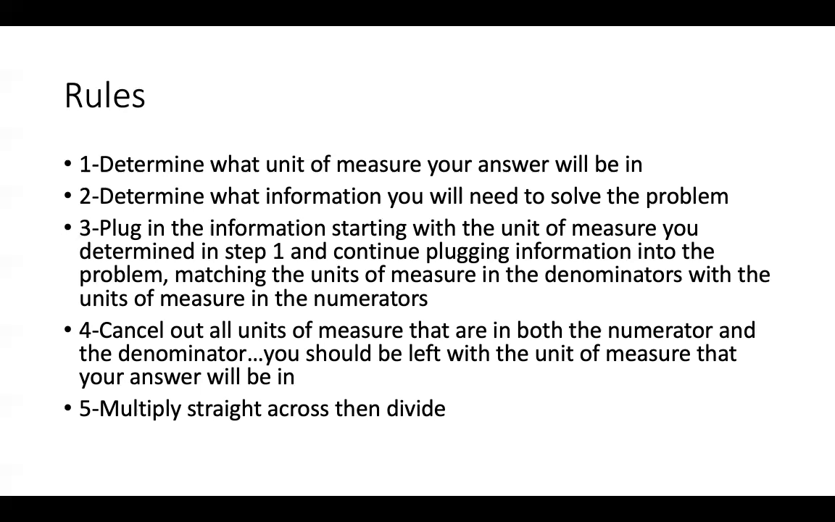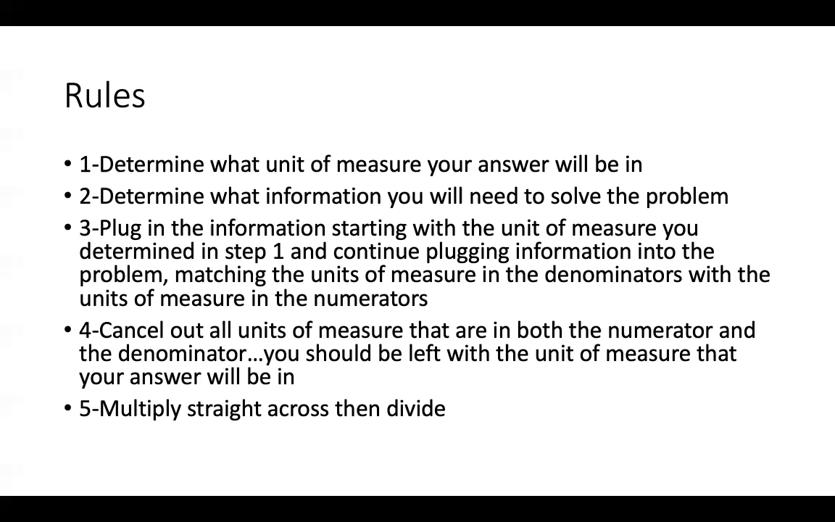Okay, and then you're going to continue to plug information in, alternating the units of measure in the denominator with the units of measure in the next numerator. And the purpose of that is so that we can cancel out all of those extra units of measure. That's what our goal is. We want to cancel all units of measure out so that the only thing left is what we are looking for. Okay, so all of this goes back to step one. You have to know what unit of measure your answer will be in order to do this method.